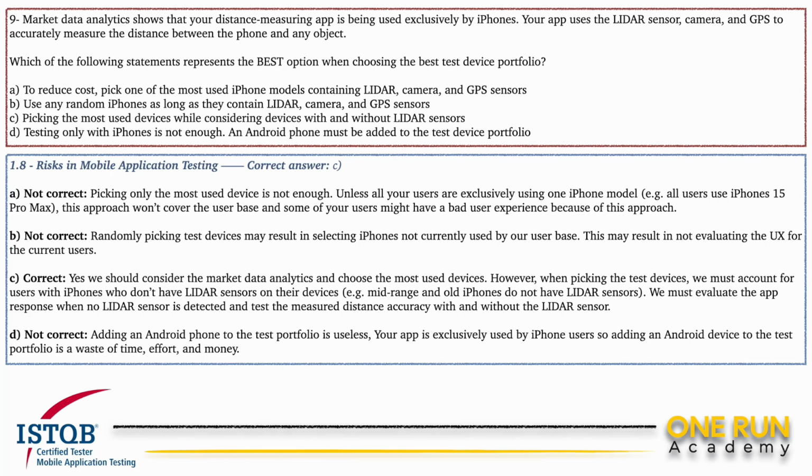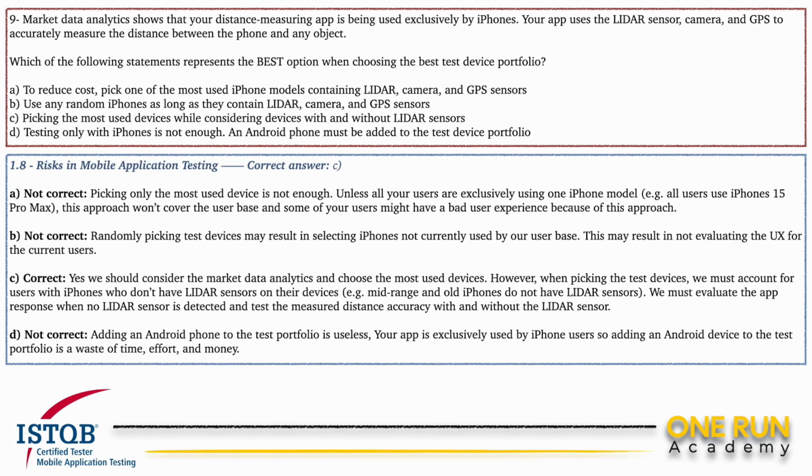Next, option B assumes that using any random iPhones would be sufficient as long as they contain LiDAR, camera, and GPS sensors. This approach is flawed because randomly selecting devices might result in choosing iPhone models not currently used by our user base. This would mean the app's performance and user experience for the current users wouldn't be accurately evaluated. So option B is not a good strategy.